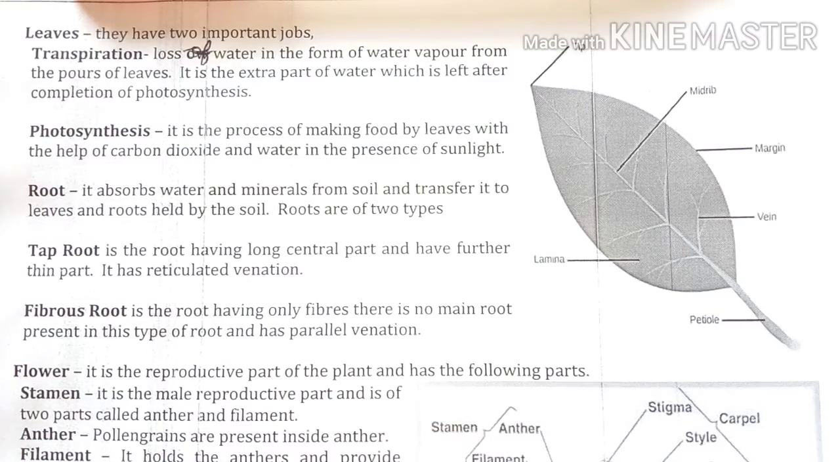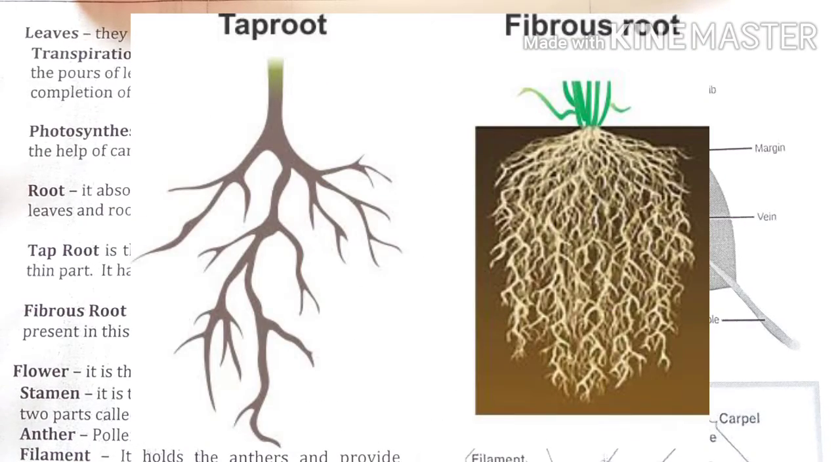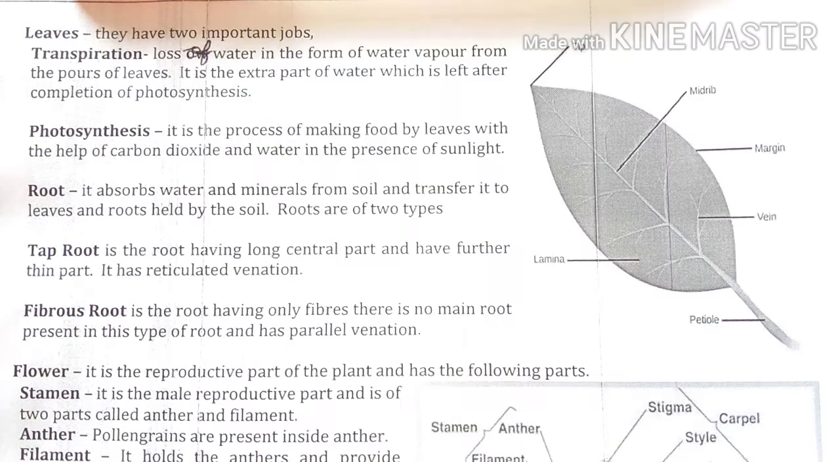The next one is the types of roots. The first one is taproot and the second is fibrous root. The taproot is a root having a long central part with further thin parts. It has reticulated venation. And fibrous root is a root having only fibers. There is no main part present in this type of root, and fibrous roots have parallel venation.